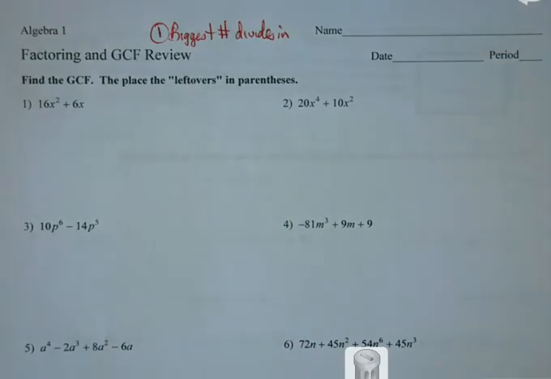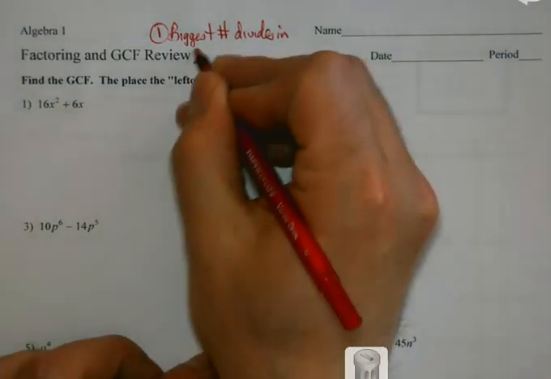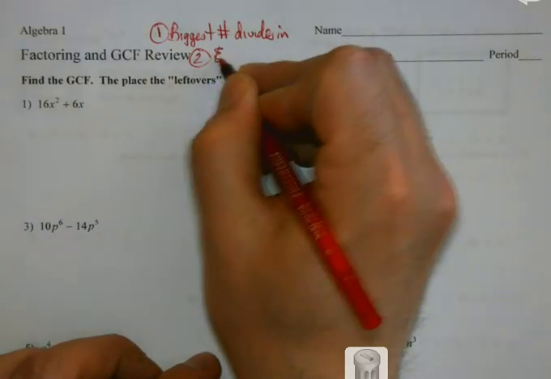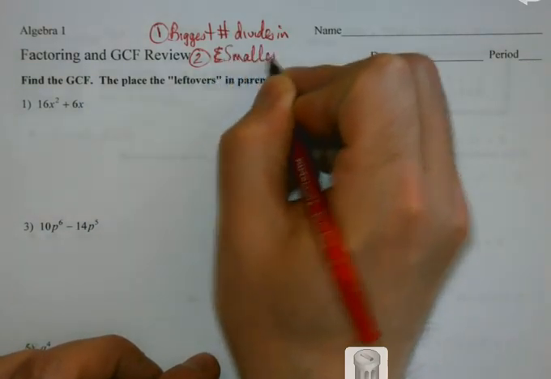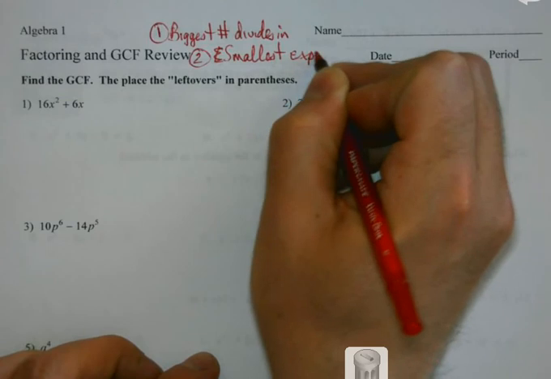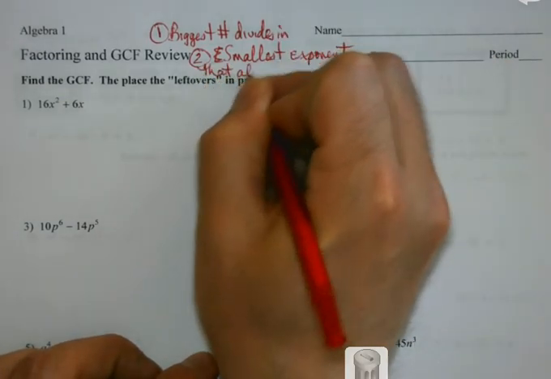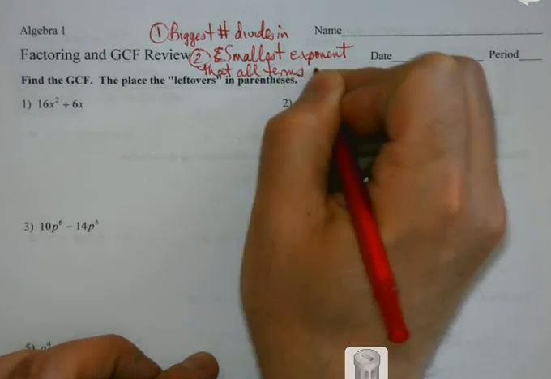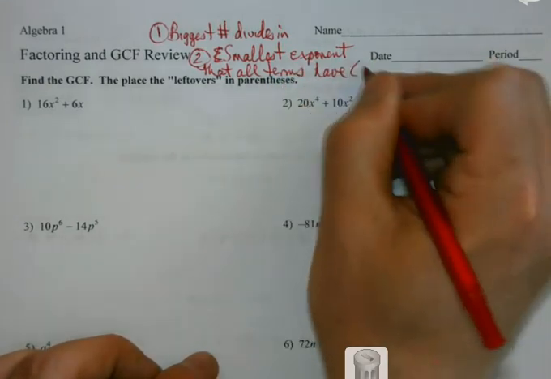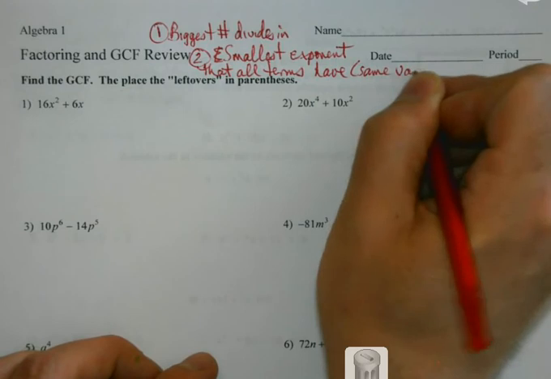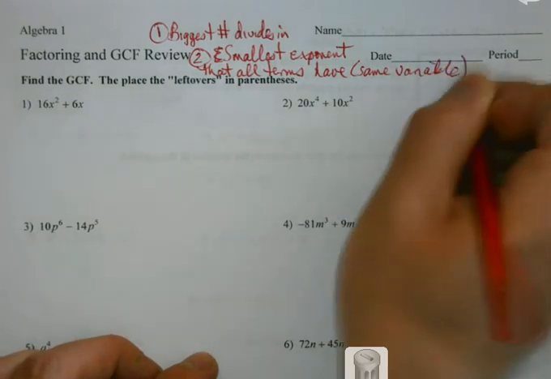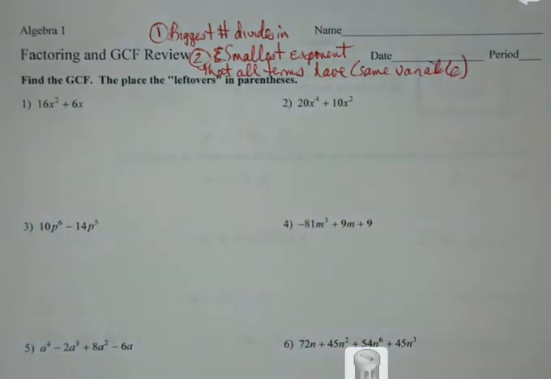So my first job here on number 1 is going to be to find the biggest number that divides into 16 and 6. And once I do that, we're going to be looking for the smallest exponent that all terms have. What I mean is, if I notice both of my terms have an x or a y or whatever it is, I'm just going to take the smallest variable and pull that out. So here's how this works.